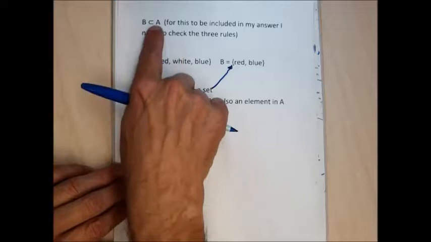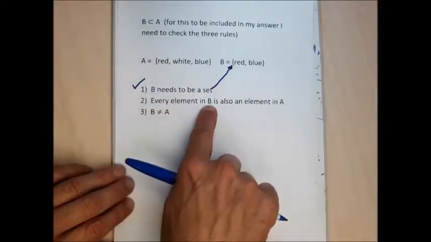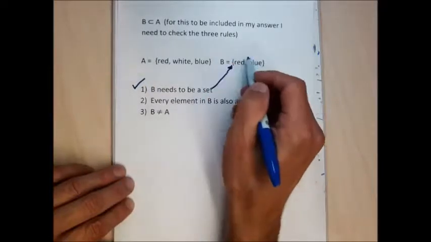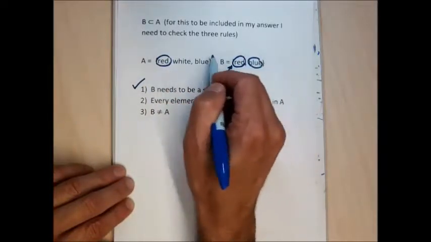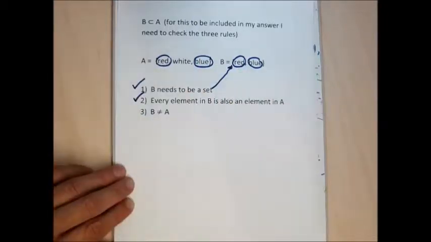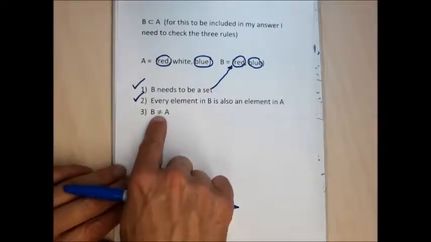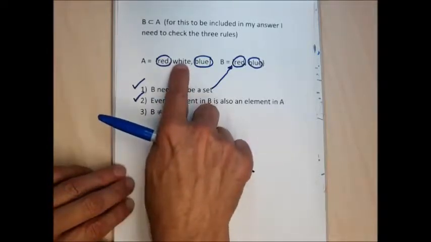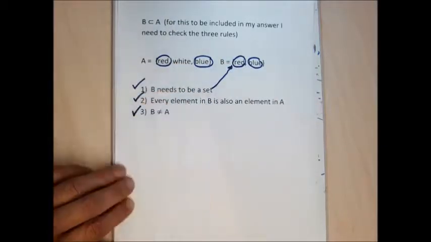Second rule for B to be a proper subset of A is every element of B needs to be an element of A, and we know that that's true because the two elements in B, red and blue, are also in A. So the second rule of being a proper subset is also satisfied. Proper subset has the third criteria that the sets can't be equal, and these sets aren't equal because A has white that B doesn't have, so they're not equal.